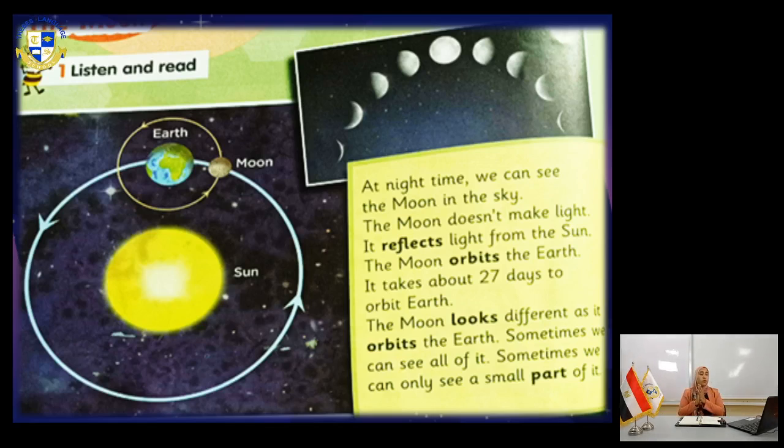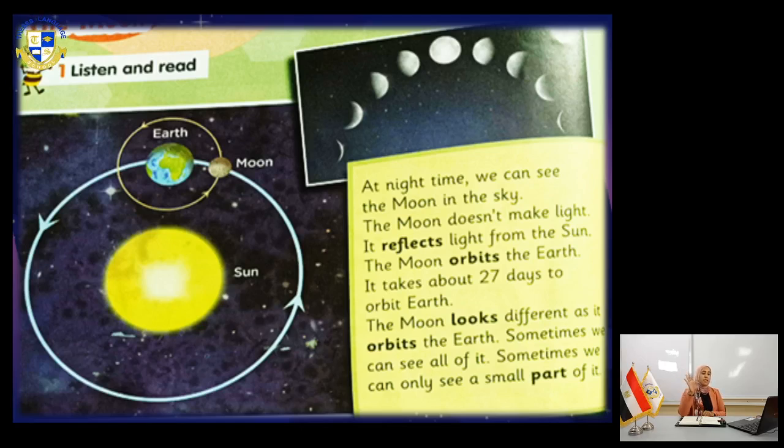The moon orbits the earth. We said that the earth orbits the sun, but the moon orbits the earth. It is moving around the earth. It takes about 27 days to orbit the earth. How many days for the moon to orbit the earth? 27 days.